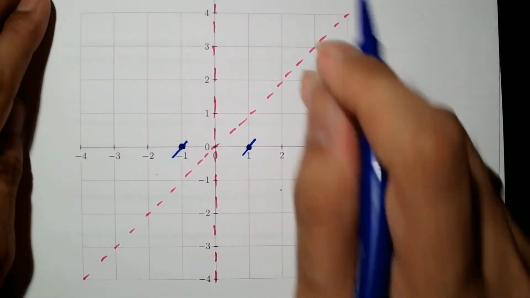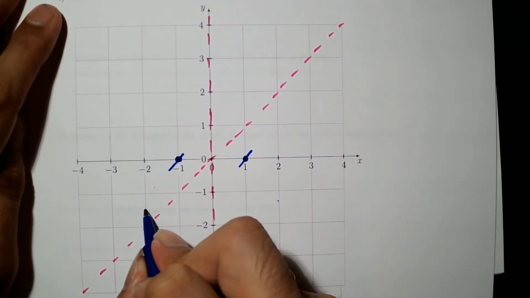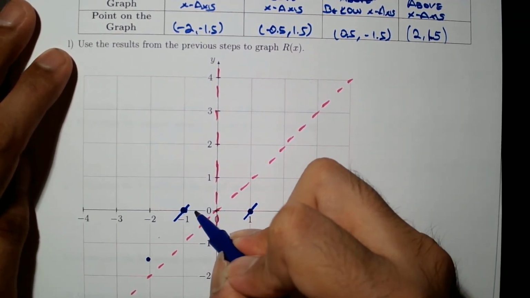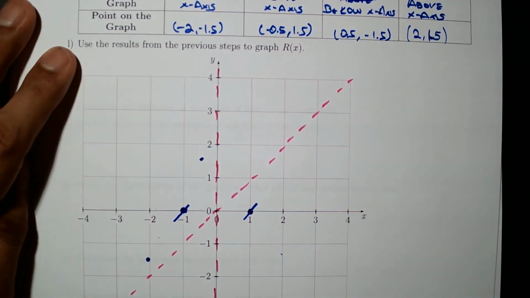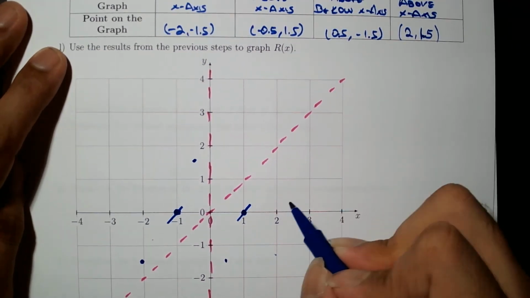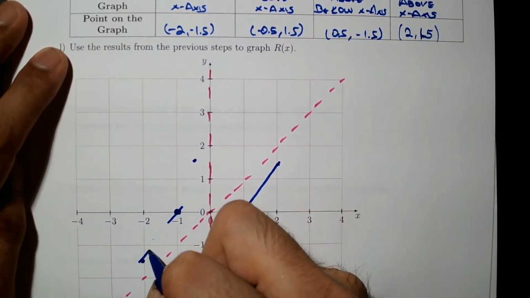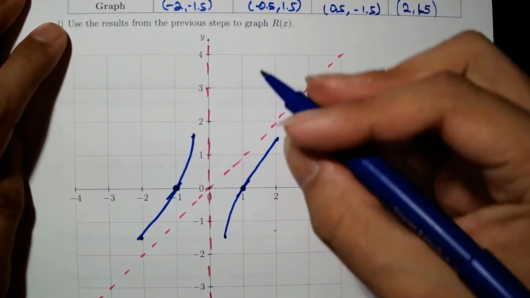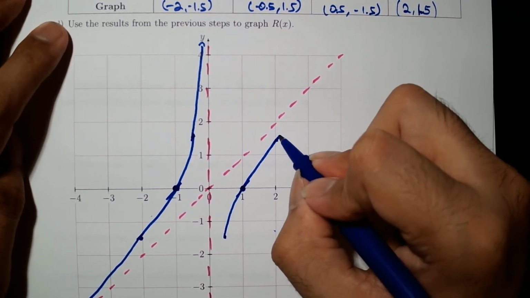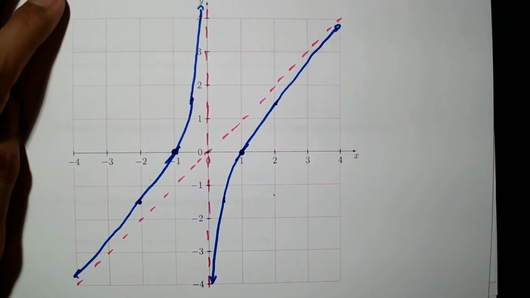So in this case, we chose the point negative 2, negative 1.5, which is around here, and then the point negative 0.5 comma 1.5. So that's somewhere over here, and then 0.5 comma negative 1.5, and 2 comma 1.5. So let's actually connect the dots. Okay, so this is roughly the graph. Let's just continue asymptotically, you know, these are never going to touch. Right, and that's going to be the graph of the given function.